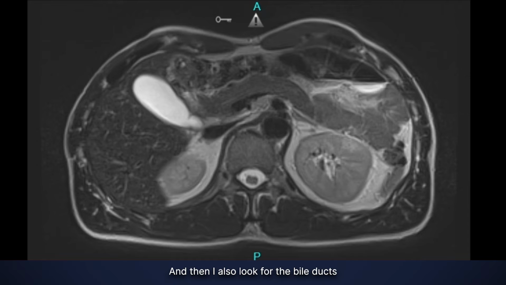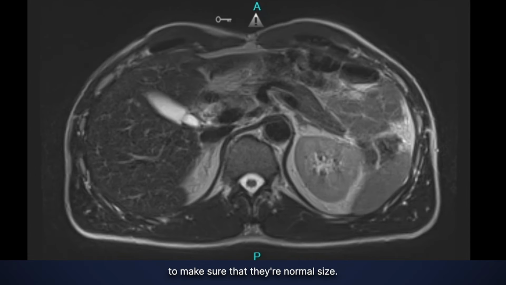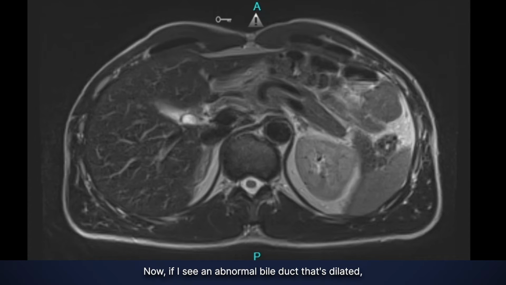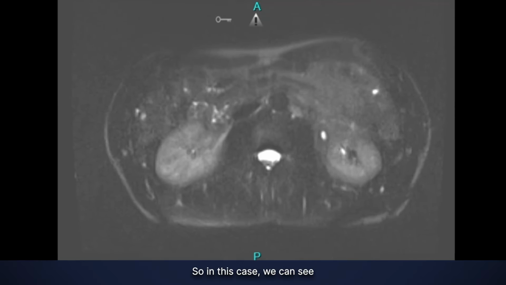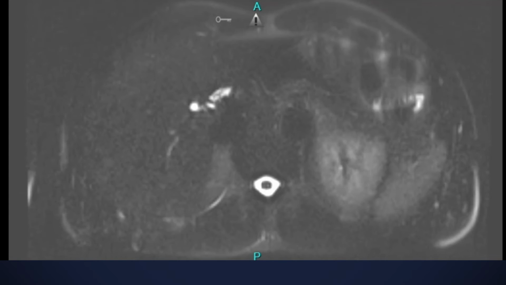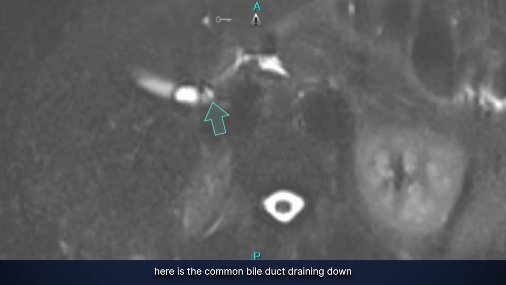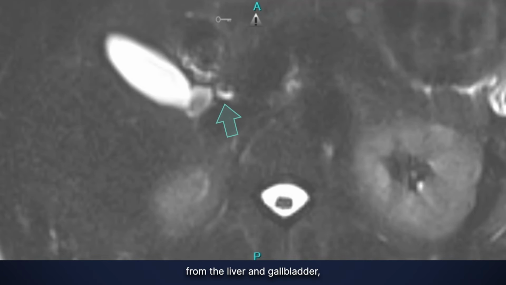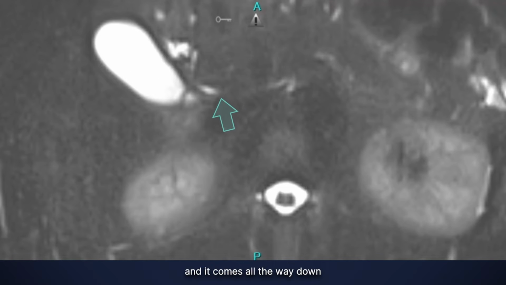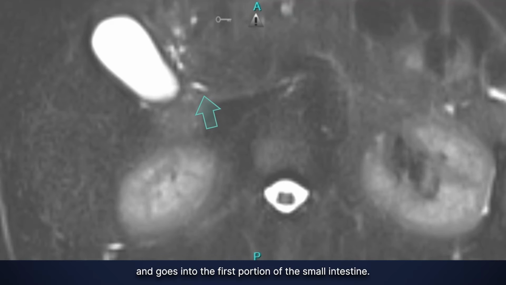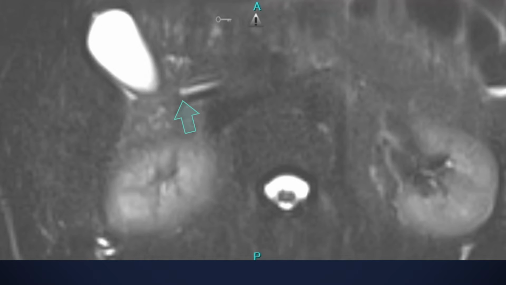And then I also look for the bile ducts to make sure that they're normal size. Now, if I see an abnormal bile duct that's dilated, I have to make sure that there's no obstructing mass, stone, or stricture. So in this case, we can see here is the common bile duct draining down from the liver and gallbladder, and it comes all the way down through the pancreatic head and goes into the first portion of the small intestine. And here it's normal size, so no signs of obstruction.